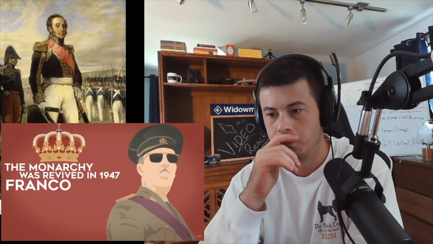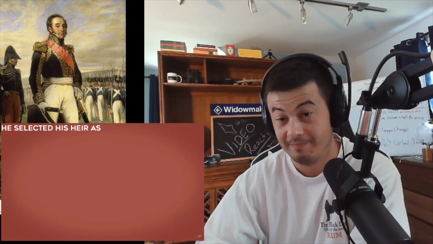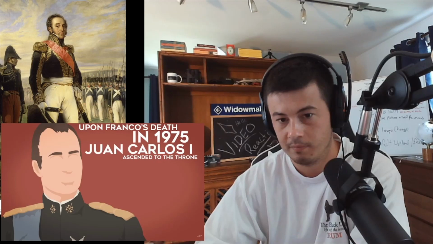The monarchy was revived in 1947. Franco, of course, regent for life. What, did you think he was going to step down? He selected his heir as Juan Carlos de Borbón in 1969, and upon Franco's death in 1975, Juan Carlos I ascended to the throne.